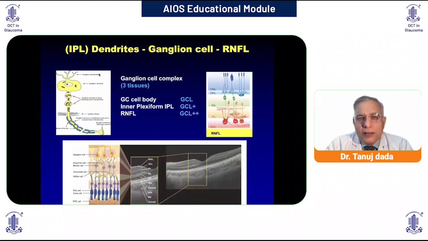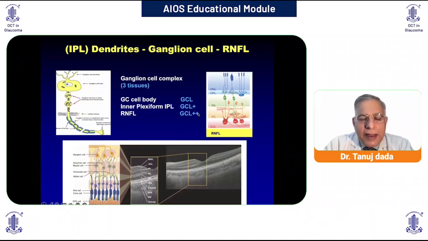And this is important to understand because glaucoma occurs due to apoptosis of the retinal ganglion cells. When you see the retinal ganglion cell, there are basically three portions. You have the ganglion cell body, then you have the dendrites of the ganglion cell, and then you have the axons. So these three components can be captured by the OCT machines. You have the ganglion cell body, that is the GCL. You have the inner plexiform layer, the dendrites, that we label as GCL plus. And then you have the axon, the retinal nerve fiber layer, that we label as GCL plus plus.